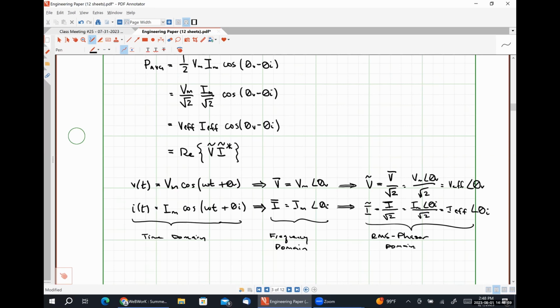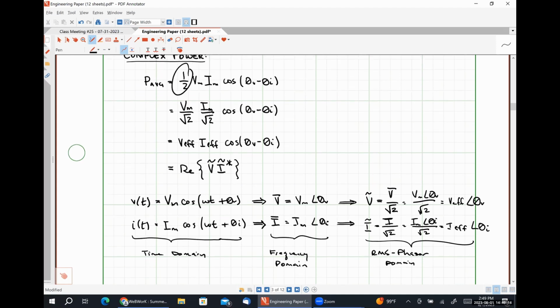Okay. Call this the RMS phasor domain. And it is the exact same thing as the frequency domain, except that we're using effective values for voltages and currents. Okay, same thing. What it does is effectively get rid of this factor of 1/2 that keeps cropping up. That's really all it does.